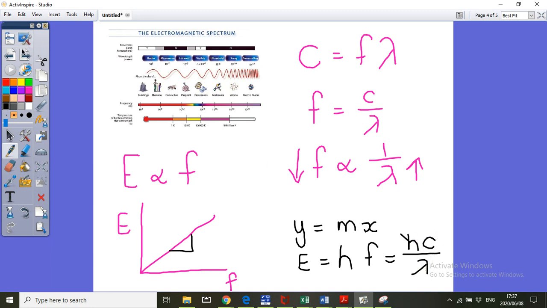Please remember that c and h are both constants. Please now go and take your information sheet and find them. You'll see h is there as Planck's constant, and it's 6.6 times 10 to the minus 34. c is the speed of light, and it is 3 times 10 to the 8. Familiarize yourself with the position of these things on your information sheet.